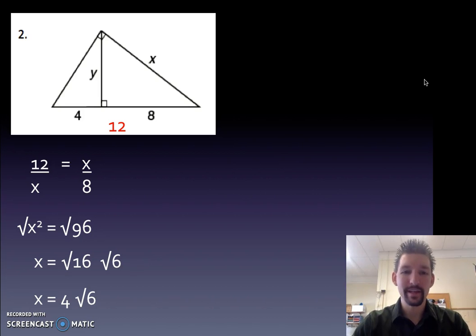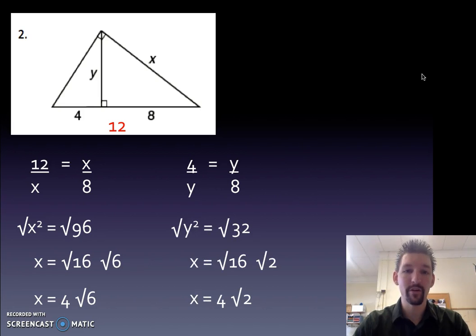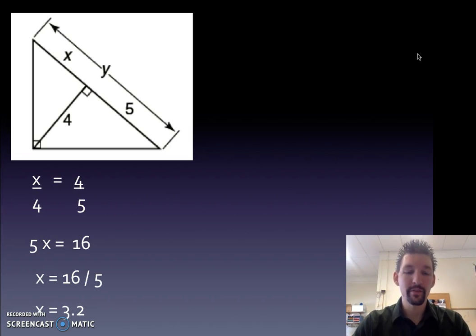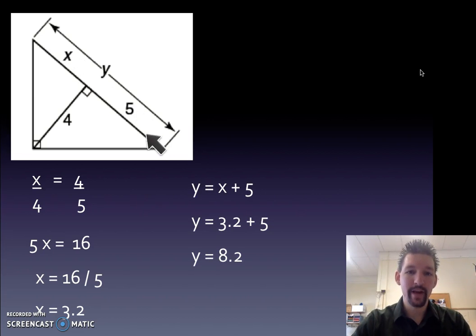For y then, we'll do what I said a second ago, where we're doing the piece to the altitude equals the altitude to the piece. You'll cross multiply, square root, simplify, and end up with 4 radical 2. For number 3, it's turned a little bit of a different way, but you can still do the piece to the altitude to the piece, and you'll end up with 3.2. There's no nasty radicals in there because x is not on the middle bar there. And then for y, it's also pretty easy because we know that y is going to be x plus 5, this whole side. So you can just add them together to get 8.2.